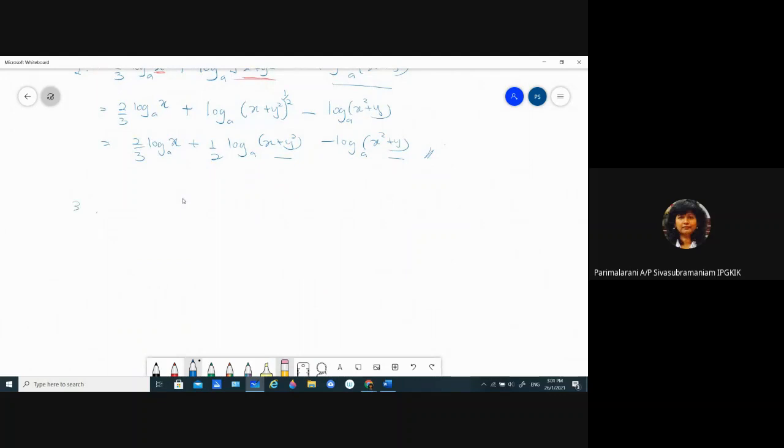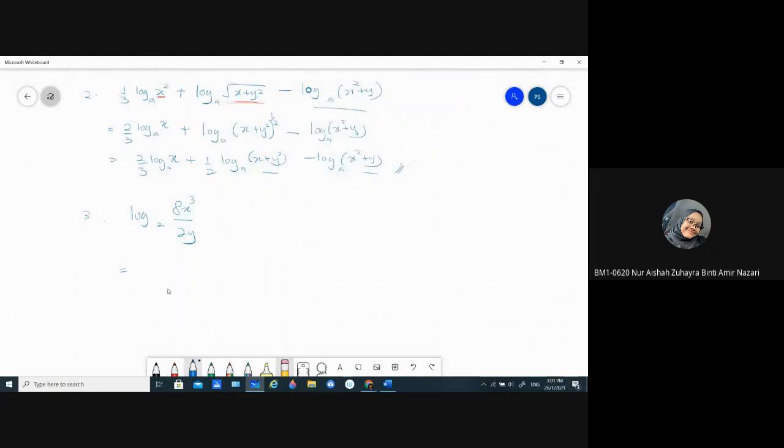Also simplify log 8x cubed over 2y base 2. How do we simplify this? First step, log a x over y is log a x minus log a y. So log 8x cubed minus log 2y. Now we can see that in this term and this term we have multiplication. So what do we do? The cube is only for x, it's not for 8.